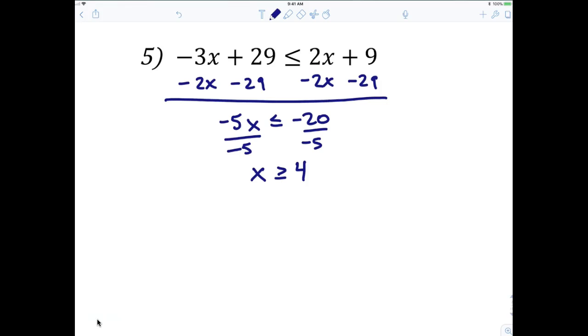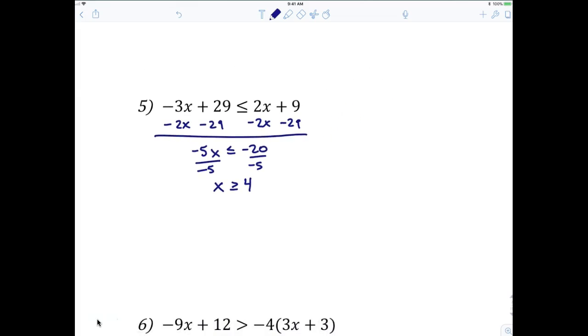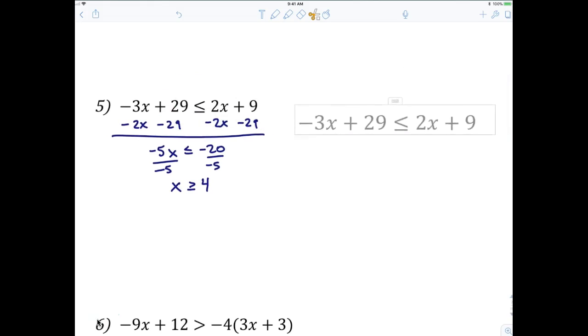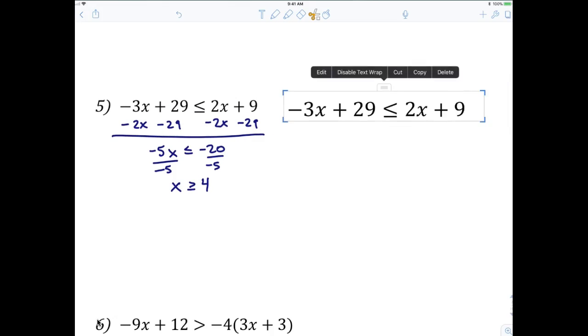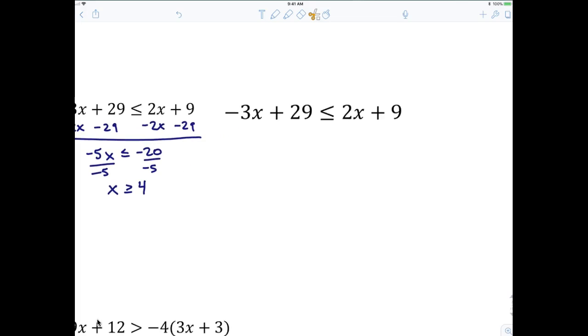Okay, I'll show you that real quick. You should have, it should be exactly the same, honestly. So let's just do it again. So I'll show you just in a comparison. All right. So if we were doing it that way, where you add 3x and you subtract 9, you end up with 20 is less than or equal to 5x. So x.